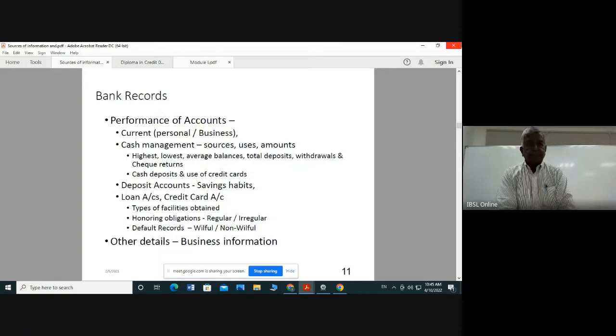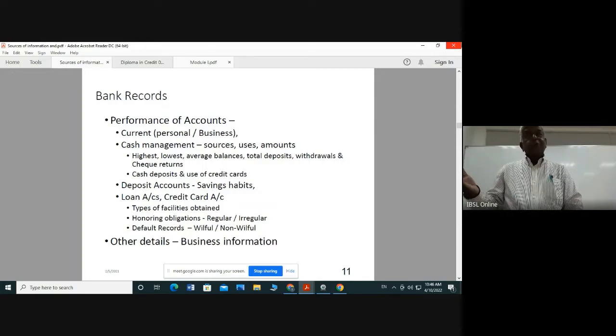Then bank records. Performance of accounts. So the customer may have an account with your bank. So performance of the account. Current account, maybe personal or business customers. Cash management, how the customer is managing his cash. Sources, how are the sources of income? How are they using it? What is the amount? What is the highest balance, lowest balance, average balance, total deposits, withdrawals, and check returns.